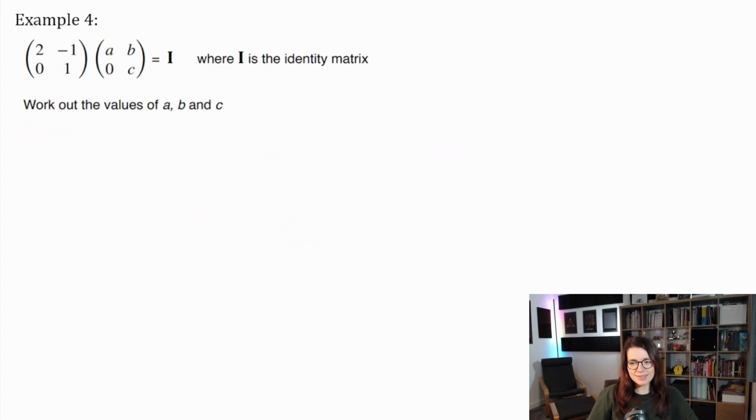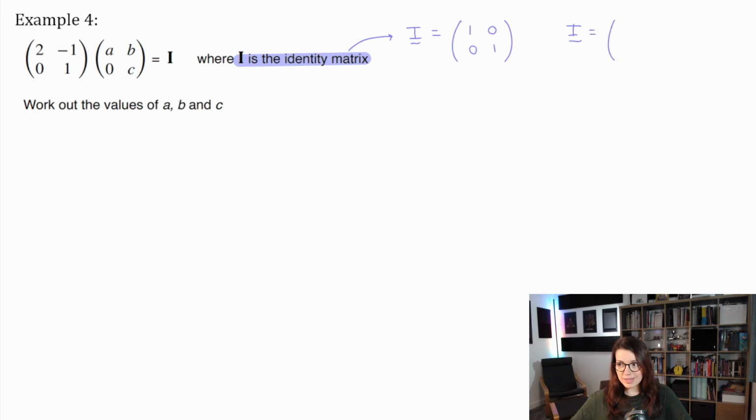Example 4, and this example involves the concept of the identity matrix. The identity matrix is a special matrix, usually denoted with capital I, and it looks like this. As an example, 1, 0, 0, 1. The reason that's an example is that's the 2 by 2 identity matrix, but these can get as big as you need them to be. So a 3 by 3 would look like this, and a 4 by 4 would be like that, but bigger, and so on.